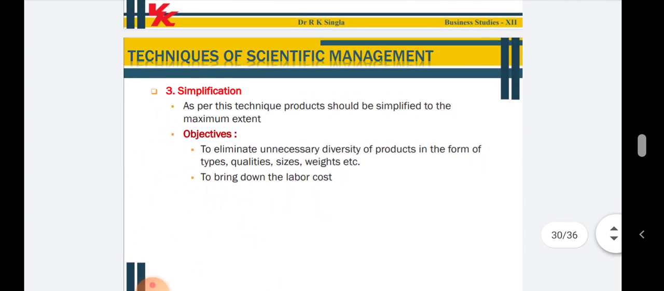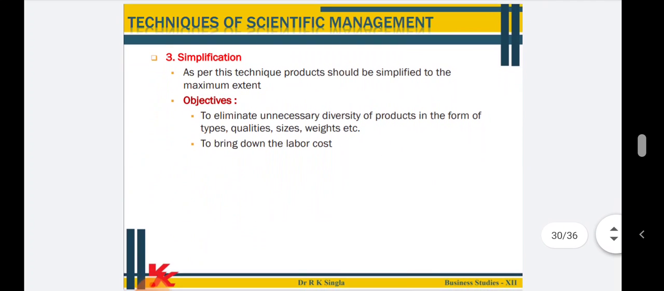Next comes simplification, the third technique. According to simplification, production should be simplified to the maximum extent. यानी कि जितनी तुम्हारी प्रोडक्ट लाइन, जितना तुम्हारा ऑर्गेनाइजेशन स्ट्रक्चर सिंपल होगा, उतना ही तुम्हारी ऑर्गेनाइजेशन के लिए बेटर होगा. So there should be simplification in each and everything in the organization.